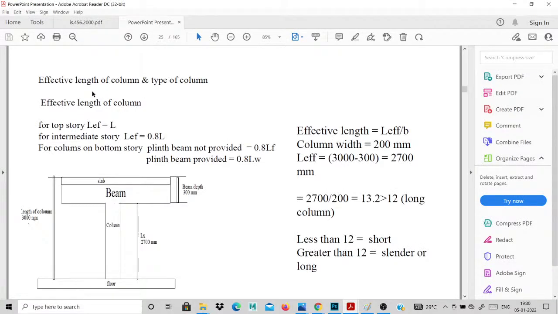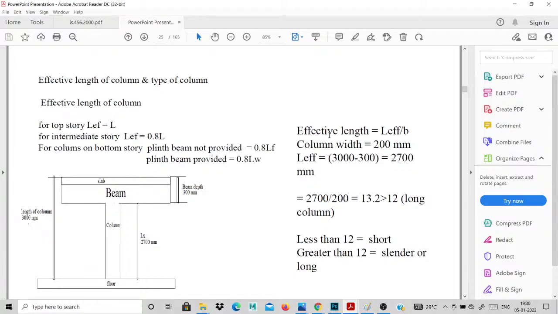This is the effective length of the column and the type of the columns. This is our total building floor to floor. Our floor to floor, including slab, is 3000 mm, which is 3 meters. Then our beam depth is 300 mm.